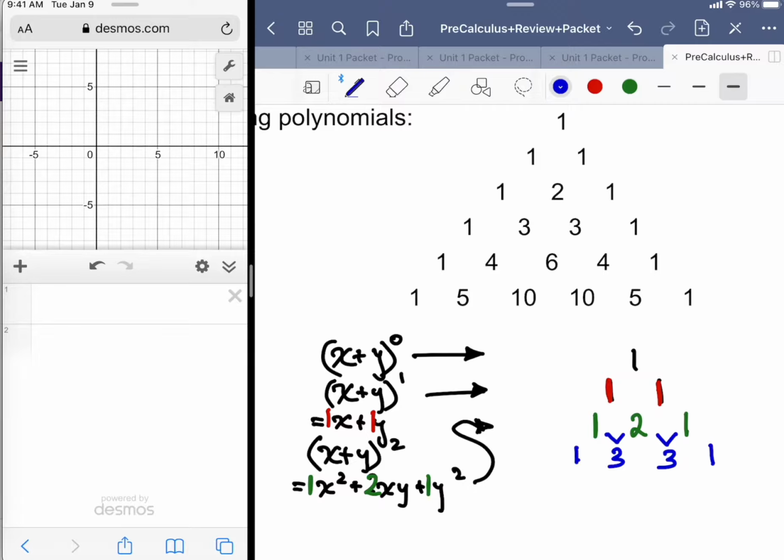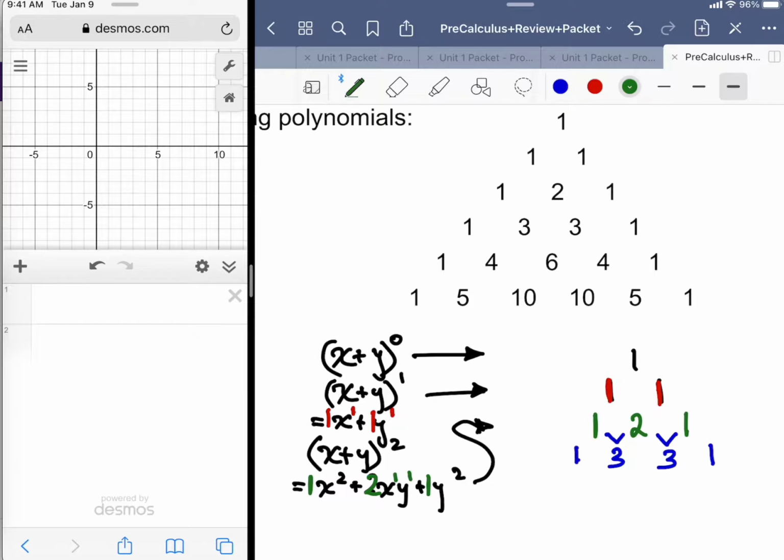But x plus y to the first became a 1x plus 1y. But more specifically, it's 1x to the first, 1y to the first. All right. x plus y to the second is 1x to the second, 2x to the first, y to the first, and then 1y to the second.